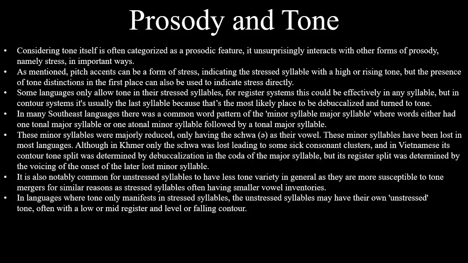However, many either do have or have had what is called a minor syllable, major syllable dichotomy, where a word either contained one full syllable, tone and all, or a full tone syllable preceded by a heavily reduced minor syllable. These minor syllables were, of course, atonal, but also typically were only composed of an initial consonant and the schwa, not even distinguishing vowels in many languages like Vietnamese and Khmer. Though in many languages these syllables have been lost, and Khmer has lost its tone system anyways, though it did get some sick consonant clusters from the loss of minor syllable vowels.